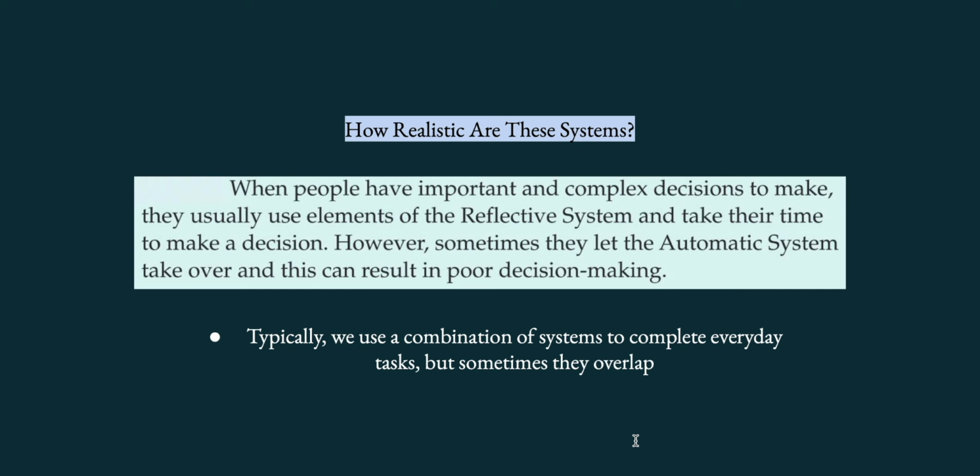Okay, so both together, how realistic are these systems? Well, when people have important and complex decisions to make, they usually use elements of the reflective system and take their time to make a decision, because reflective is the slow system. So when you have more time to make a decision, you're going to make it slowly and consider everything possible. Whereas the automatic system can take over, and this can result in poor decision making. So it's less logical and it's much faster. That's usually why we use it, okay?